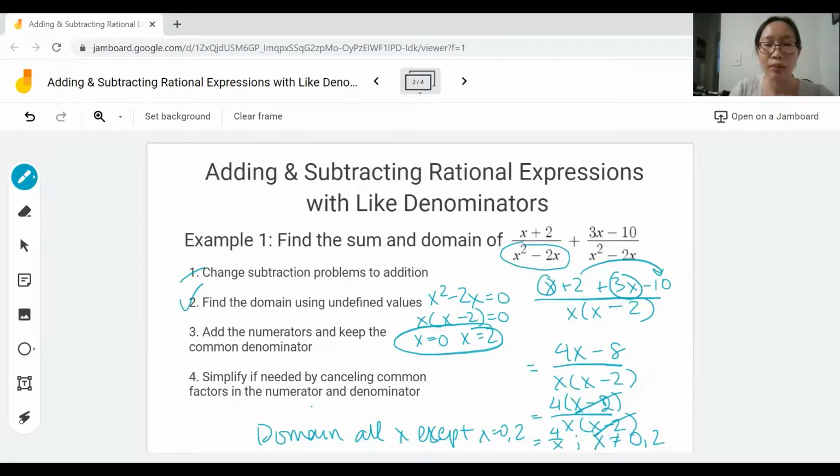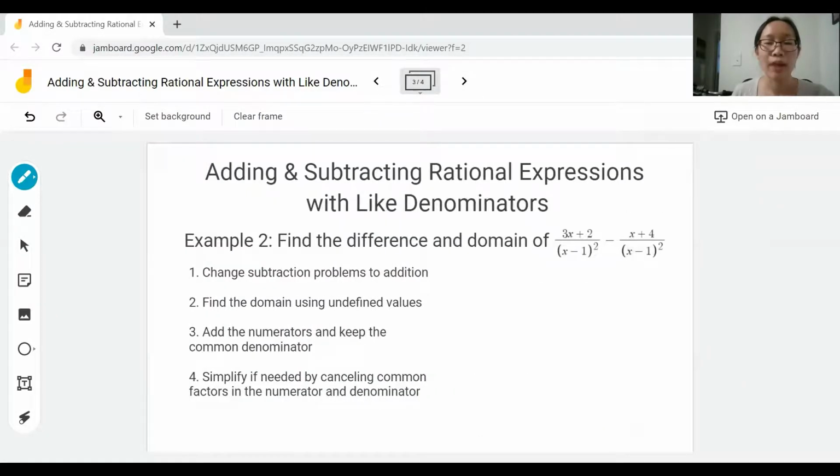Let's try a second example. We're asked to find this difference and domain of 3x plus 2 over x minus 1 squared minus x plus 4 over x minus 1 squared. Since this is a subtraction problem, we do need to change this to an addition problem by adding the negative. However, I am adding a negative of the whole thing, so I'm going to actually put a negative 1 here to remind myself that I need to distribute this.